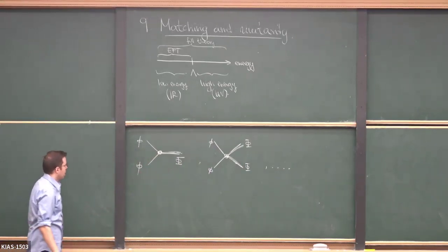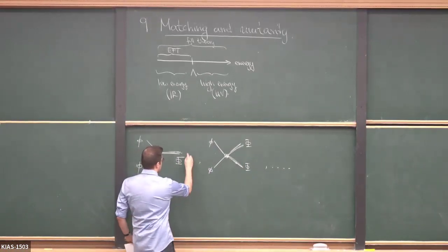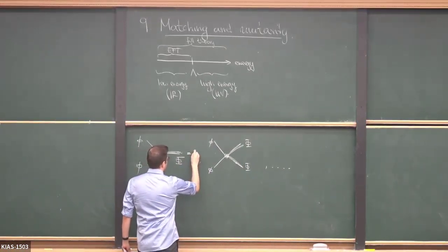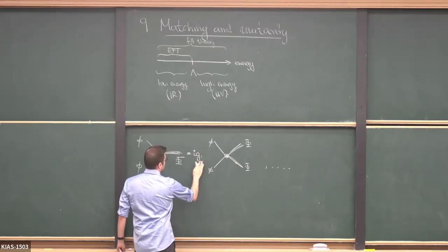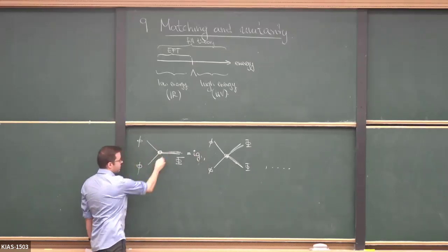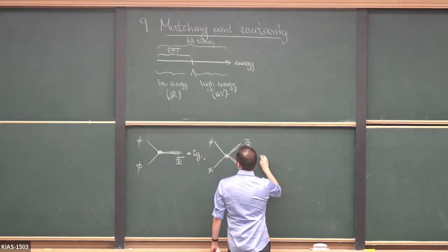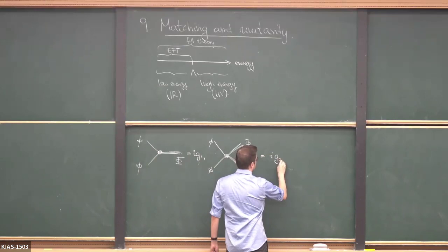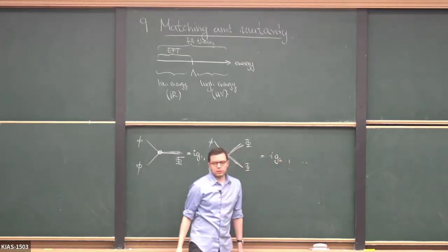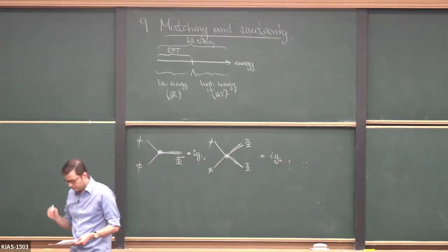Okay, so let me call this coupling here i G1, because there's one heavy field coupling here. And then this one, let me call i G2. And dot dot dot, there's going to be G3, G4, and so on.